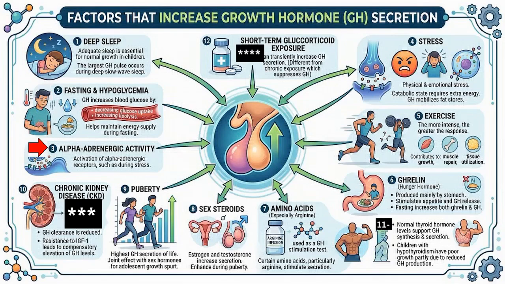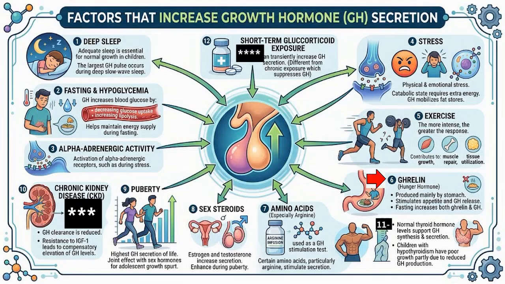3. Alpha-adrenergic activity. Activation of alpha-adrenergic receptors, such as during stress, increases GH secretion. 4. Stress. Both physical and emotional stress increase GH secretion. Stress creates a catabolic state requiring additional energy. GH mobilizes fat stores to provide that energy. 5. Exercise. Exercise increases GH secretion. The more intense the exercise, the greater the GH response. This contributes to muscle growth, tissue repair, fat utilization.